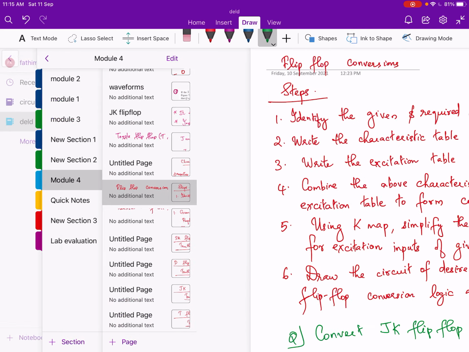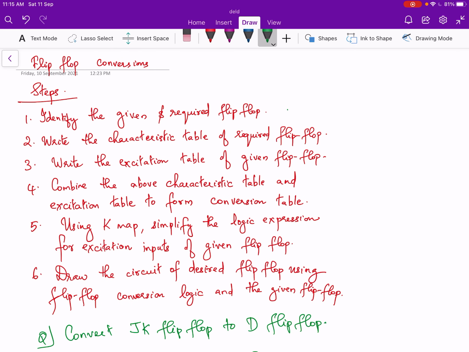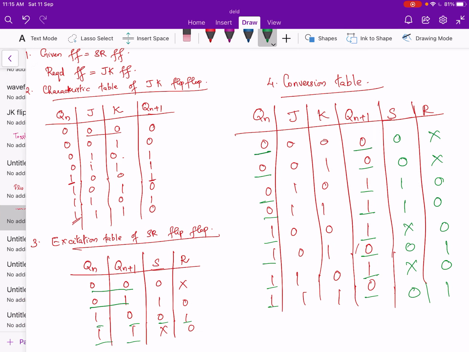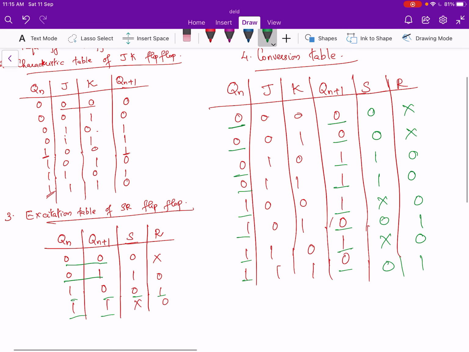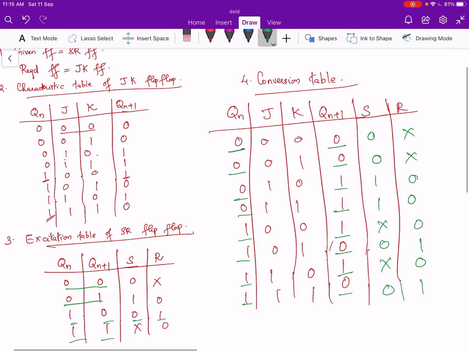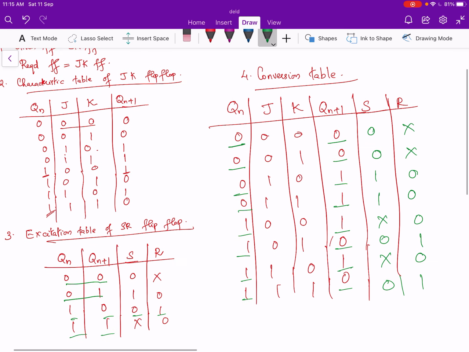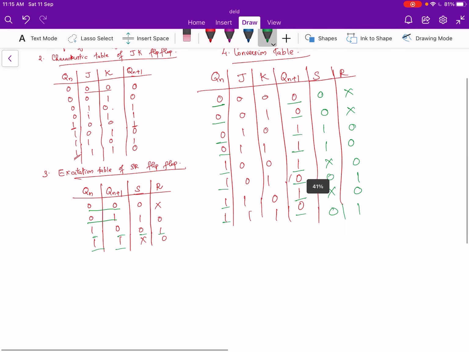Now our fifth step is to, using kmap, simplify the logic expression for excitation inputs of the given flip-flop. So now we have to use kmap to get the simplified logic expressions of the given flip-flop, that is the SR flip-flop. So we can draw the kmap for S and R.